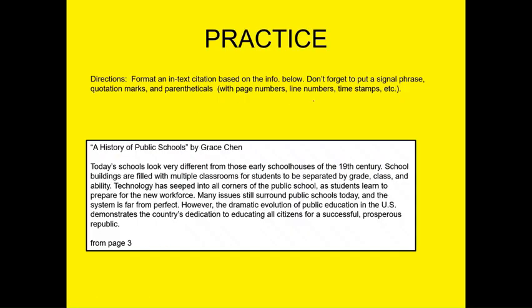Now, just for practice, format an in-text citation based on the information below. Don't forget to put a signal phrase, quotation marks, and parentheticals. If I look at this information, it looks like Grace Chin is the author of A History of Public Schools. So the first thing you need is your signal phrase. And what's the easiest signal phrase? According to. Remember, when you first cite a source in your paper, you have to mention the author's full name and the full title of the source. So, according to Grace Chin's article, A History of Public Schools, you can say something like she states or the article states.